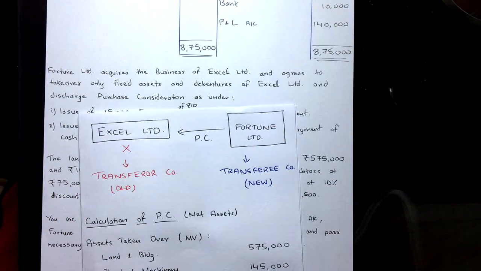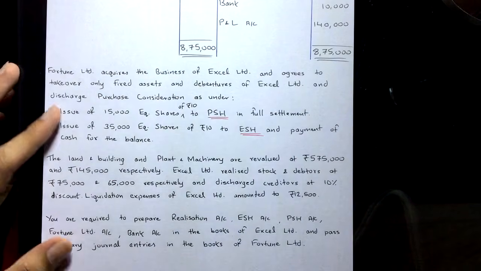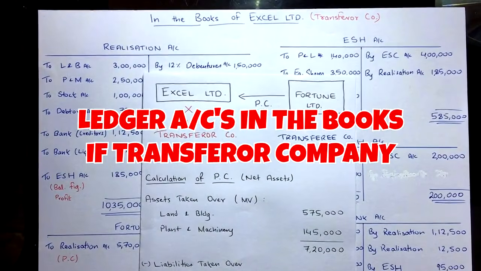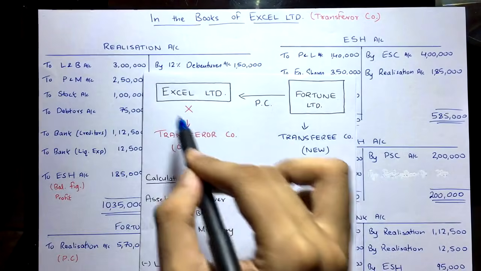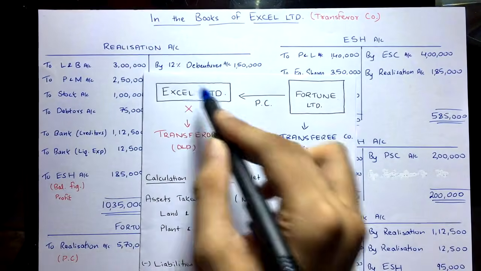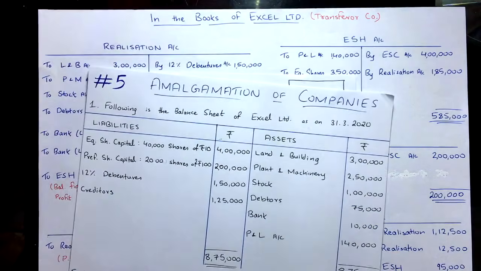Okay, now let's solve this problem. Let's do the ledger accounts first in the books of Excel Limited. So first, what is happening over here? This Excel Limited is getting liquidated. This company is going to be shut down to become part of Fortune Limited. So now we have to close the books of Excel Limited. So how do we close the books of Excel Limited?